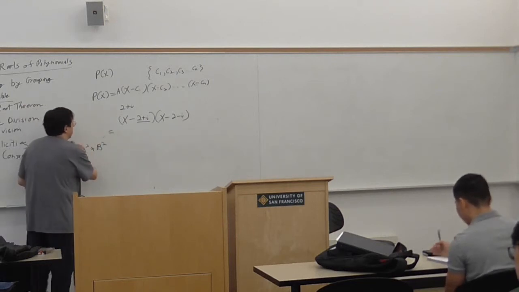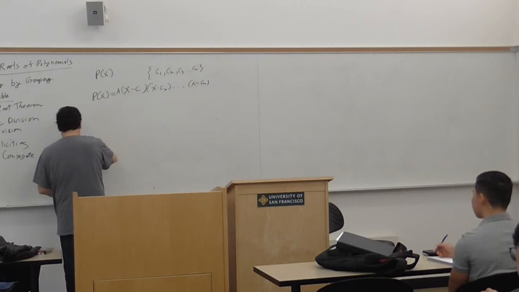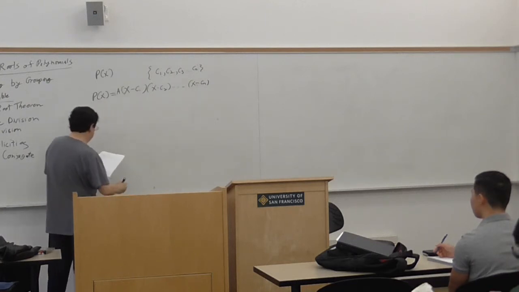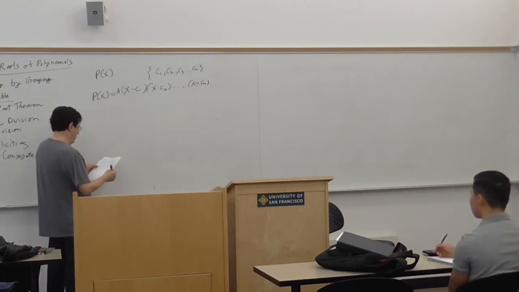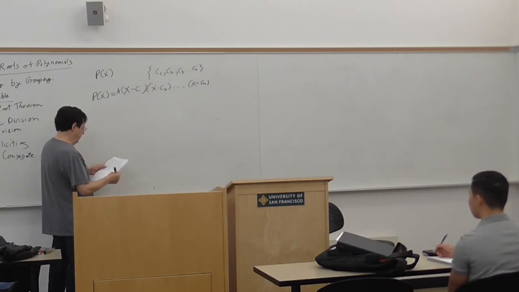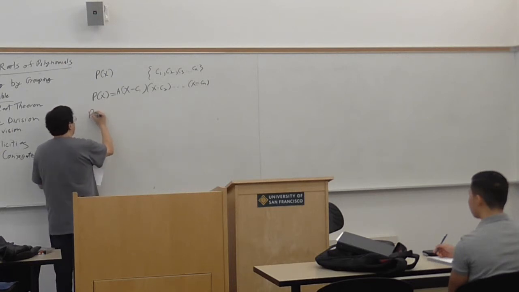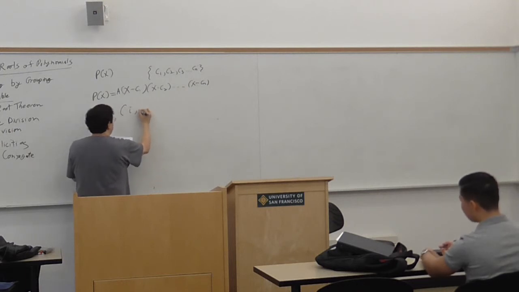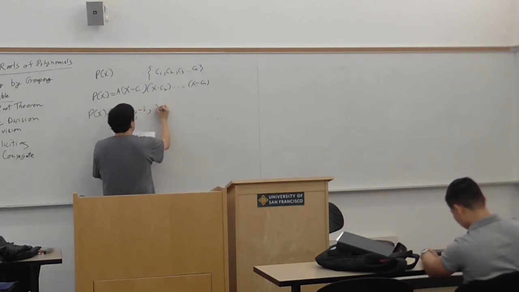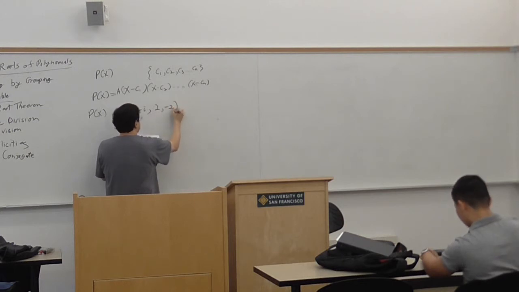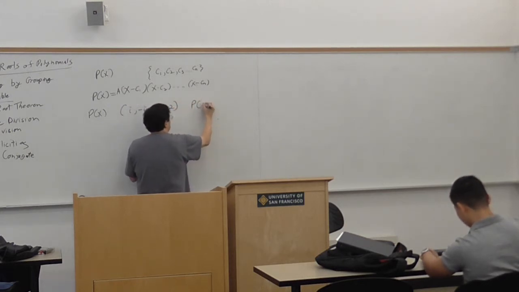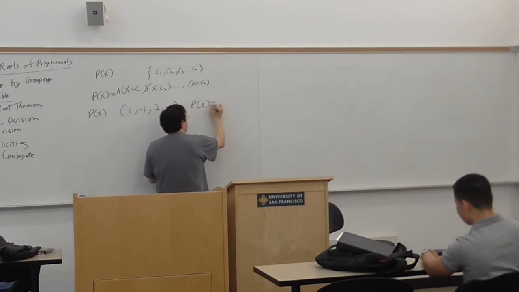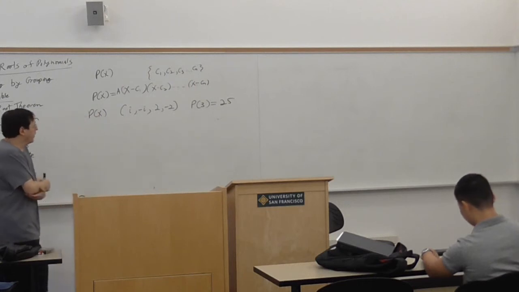Keeping that all in mind, here's a problem. Well, we're going to do the easy one first. I want to find a polynomial with roots i, negative i, 2, and negative 2. And I also want p of 3 to be 25. So how would I go about that?